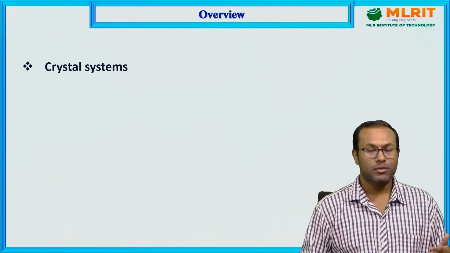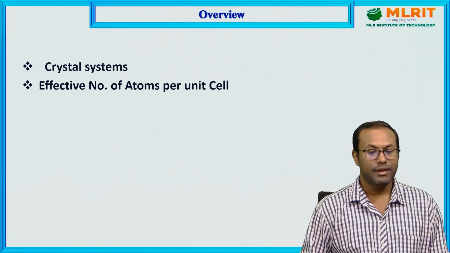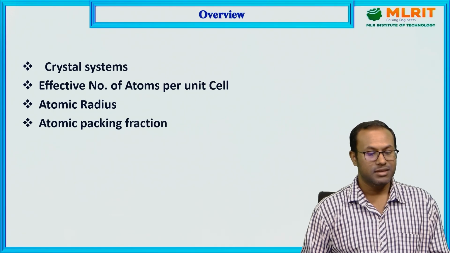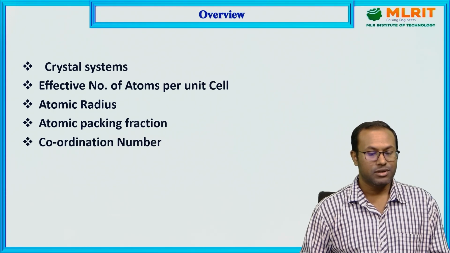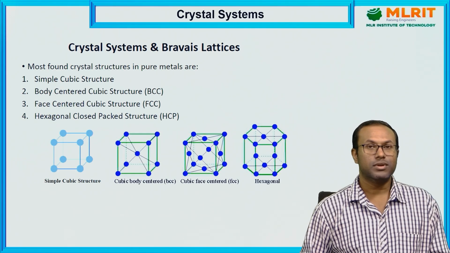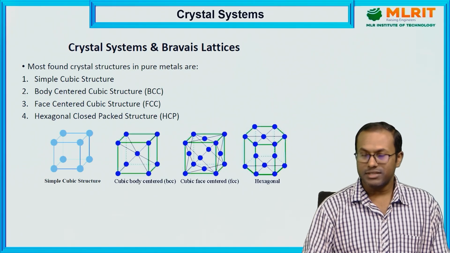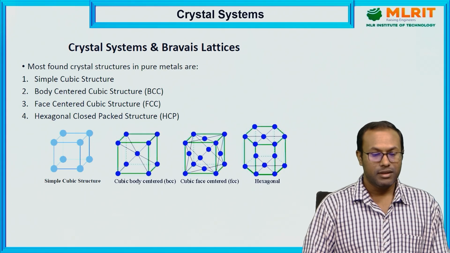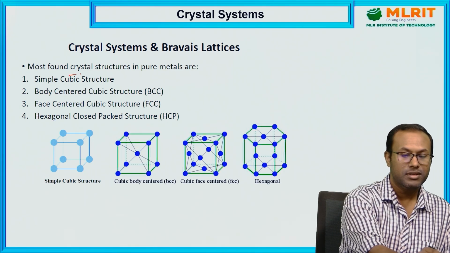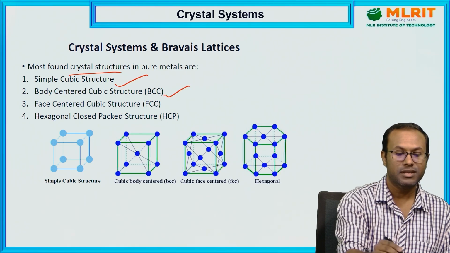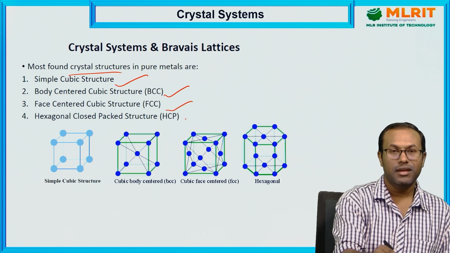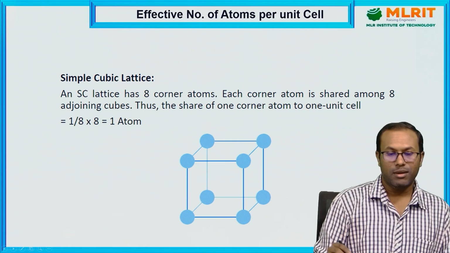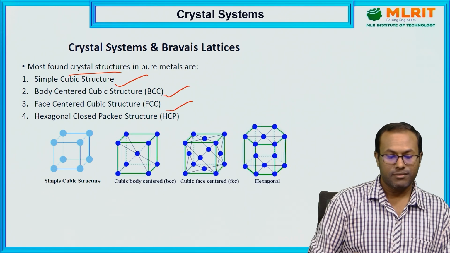So the overview of today's topic is crystal systems, effective number of atoms per unit cell, atomic radius, atomic packing fraction, and coordination numbers. These are today's topics. For crystal systems, I already discussed that there are a total of 7 systems, but the most commonly found crystal structures are simple cubic, body centered cubic, face centered cubic and hexagonal close packed structure. Those are the most fundamental structures.